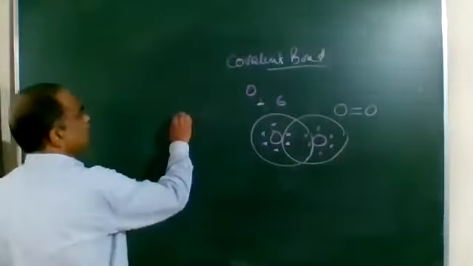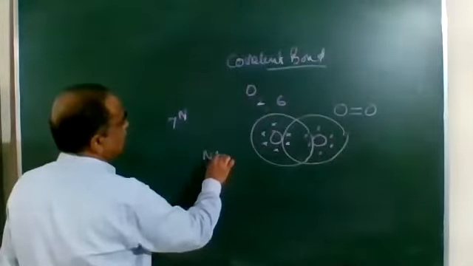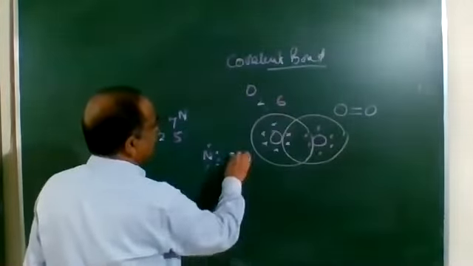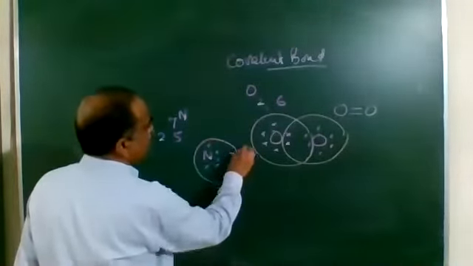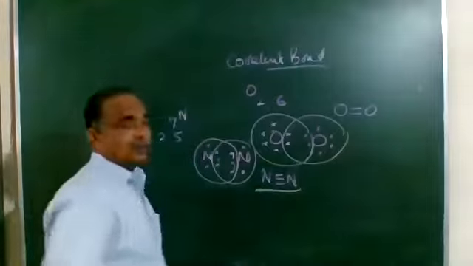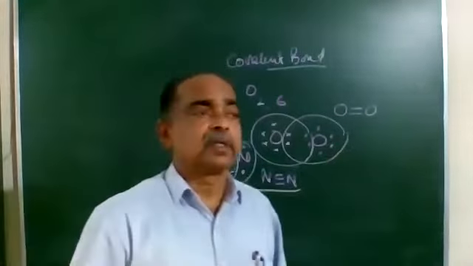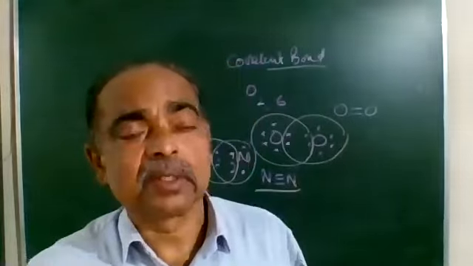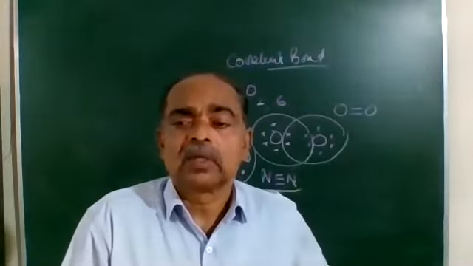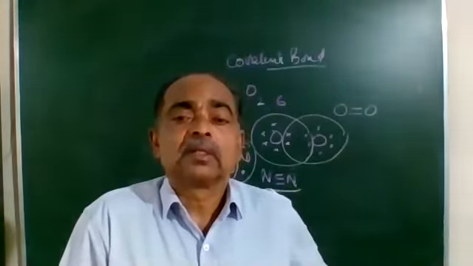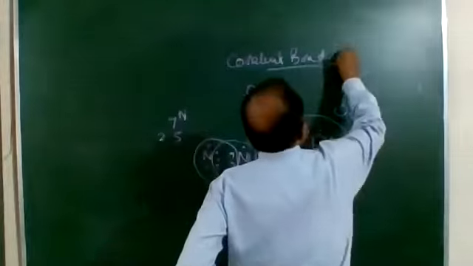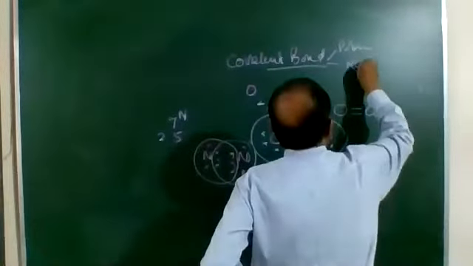Similarly, nitrogen has atomic number 7, so it has 5 electrons in the outermost orbit. The next nitrogen also has 5 electrons in the outermost orbit. Among them, 3 pairs of electrons are shared, so we write it as a triple bond. So for the covalent bond between the same atoms: if one pair of electrons is shared, it is a single covalent bond; two pairs, a double covalent bond; and three pairs shared between the two atoms form a triple covalent bond. This is how covalent bond formation takes place. Covalent bonds are classified into two types: polar and non-polar.